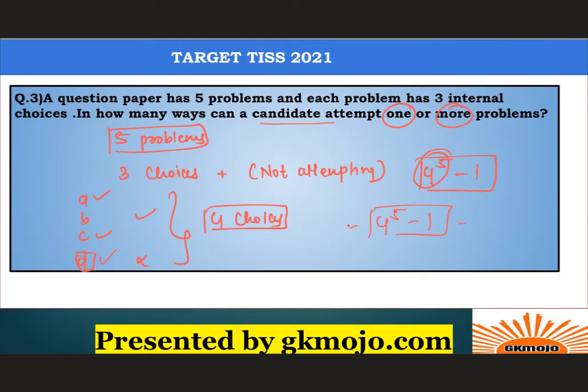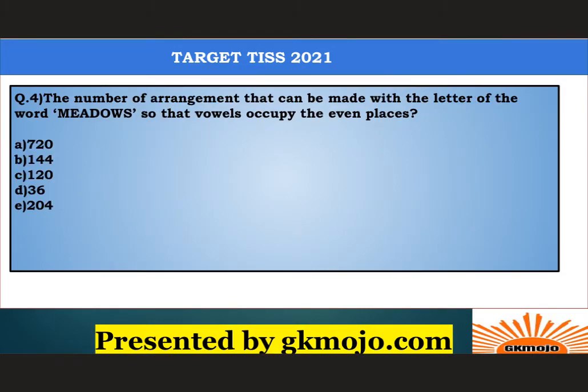The number of arrangements that can be made with the letters of the word MEADOWS so that vowels occupy the even places. Basically, how many letters are there in the word MEADOWS? 7. 1, 2, 3, 4, 5, 6, 7.